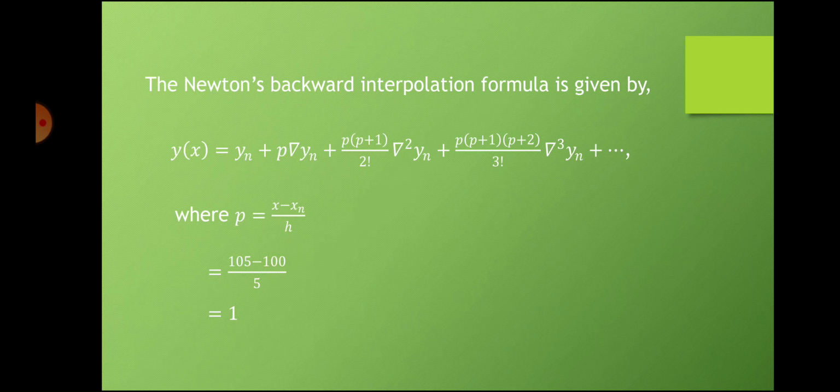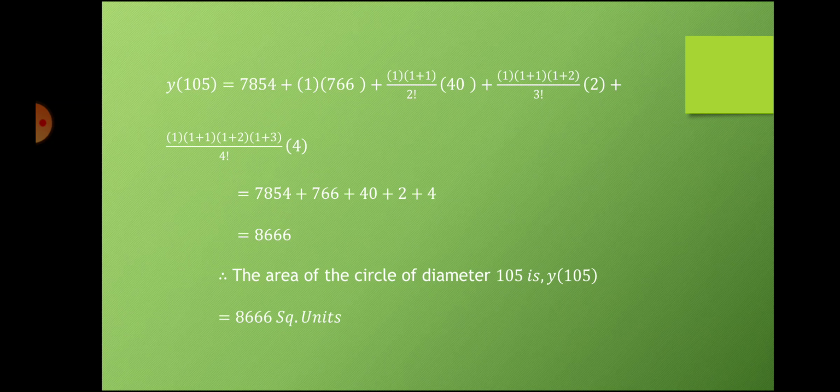Now we are going to substitute the values in the formula. So we get y of 105 equals 7854 plus 1 into 766 plus 1 into 1 plus 1 by 2 factorial into 40 plus 1 into 1 plus 1 into 1 plus 2 by 3 factorial into 2 plus 1 into 1 plus 1 into 1 plus 2 into 1 plus 3 by 4 factorial into 4, which gives 7854 plus 766 plus 40 plus 2 plus 4, 8666. The area of the circle of diameter 105, that is y of 105, equals 8666 square units.